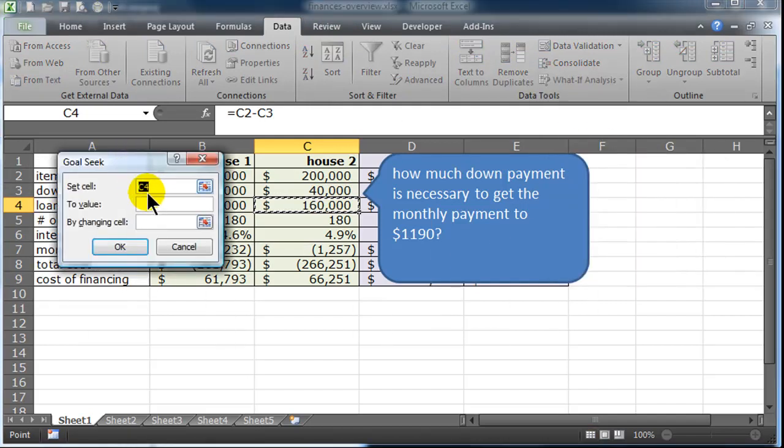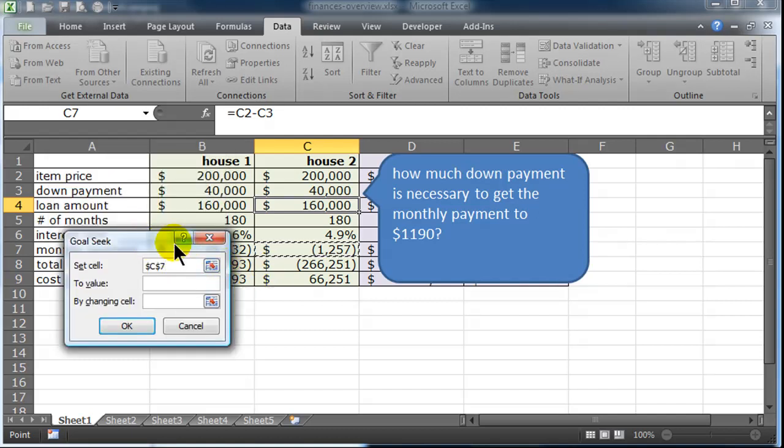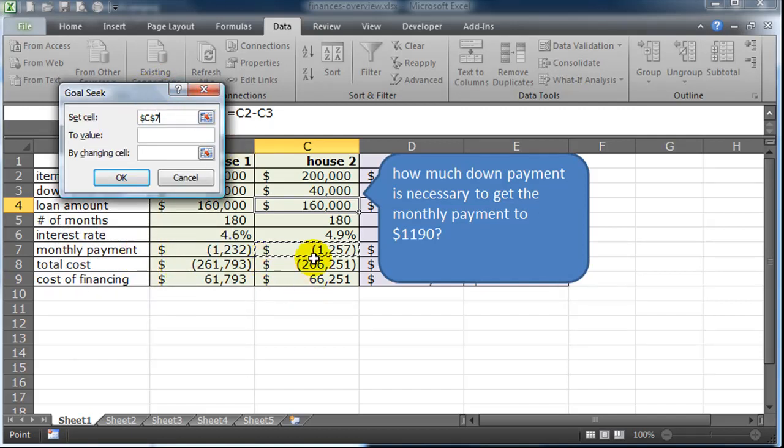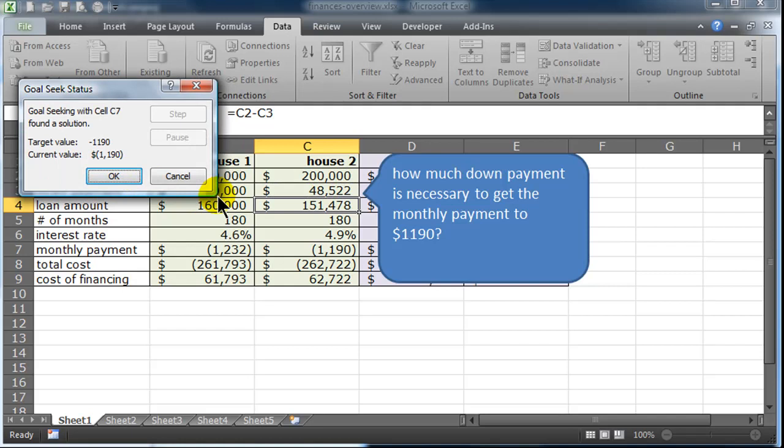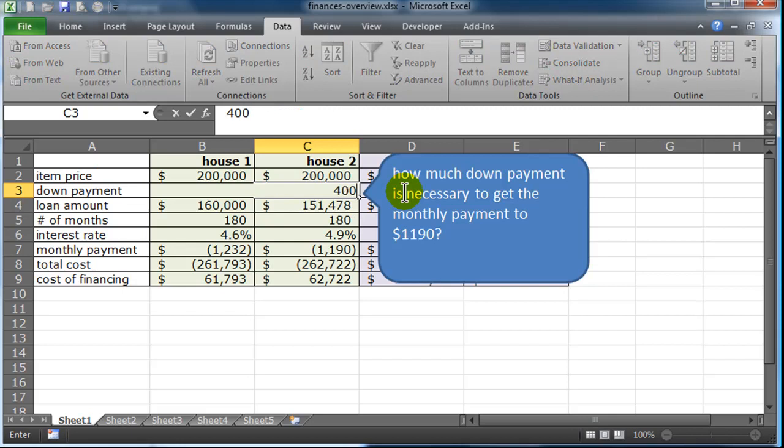Okay, I'm going to set cell, in this case C7. Notice little dollar signs there. That's an absolute reference. I'm going to set cell C7. Let's move this up here so I can see my labels. It's my monthly payment, and I want it to be negative 1190 by changing the down payment, and I'll click OK. There we go. So if I want to get this house, and I know what my loan is going to be, and I know that I want my monthly payment to be $1,190, that means I need to put in $48,522.